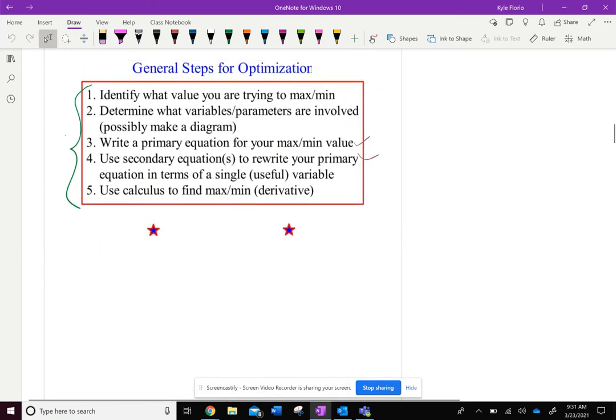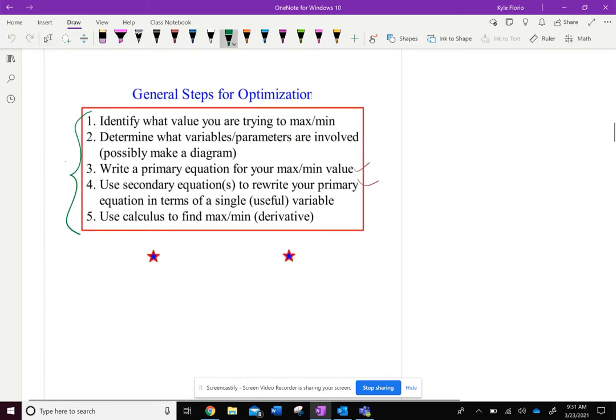So we're going to try to find out what we're trying to maximize. In this case, we're going to try to maximize the area of a rectangle. The variables that we're going to need, generally you need length and width. We're going to need to write a primary equation. So it's going to look something along the lines of length times width. Maybe there'll be x's and y's involved.